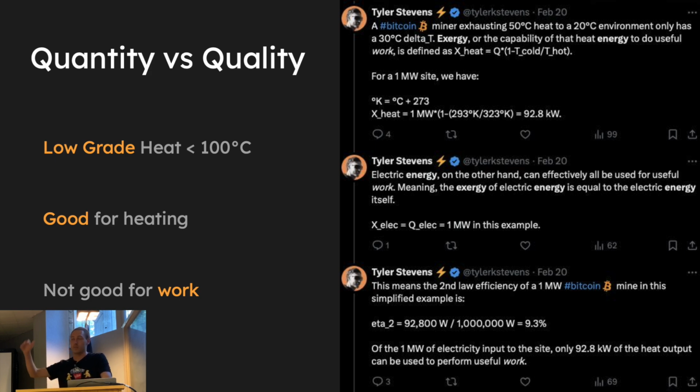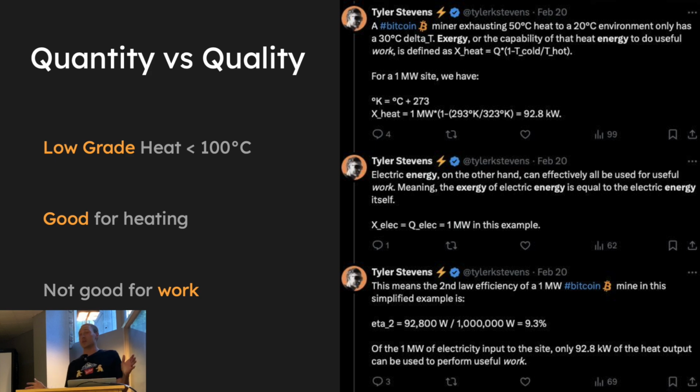So if I had a system, a hot Bitcoin miner, that heat, as it comes into equilibrium with its surroundings, there's a physical limit to how much work I could do, how much motion I could create, how much electric power I could regain from that heat energy. And so with the equation here, 30 degree delta T from a 1 megawatt Bitcoin mine, only 92.8 kilowatts, so 9.3% of that heat energy can be converted back into electric energy.